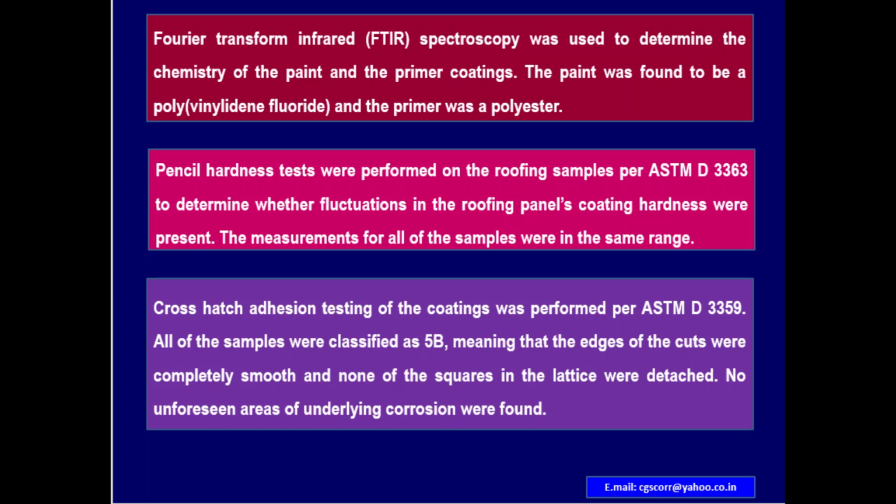Fourier transform infrared spectroscopy, FTIR, was used to determine the chemistry of the paint and the primer coatings. The paint was found to be a polyvinylidene fluoride. The primer was a polyester. Pencil hardness tests were performed on the roofing samples as per ASTM D3363 to determine whether fluctuations in the roofing panels' coating hardness were present. The measurements for all the samples were in the same range.